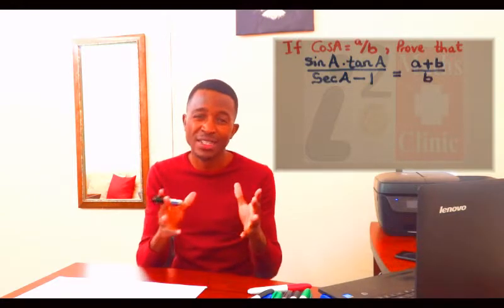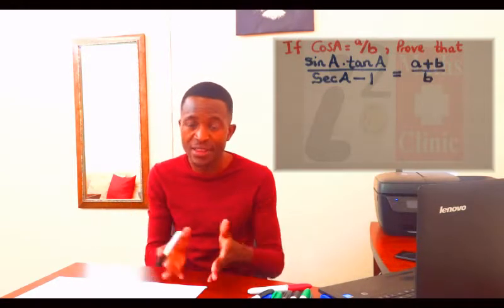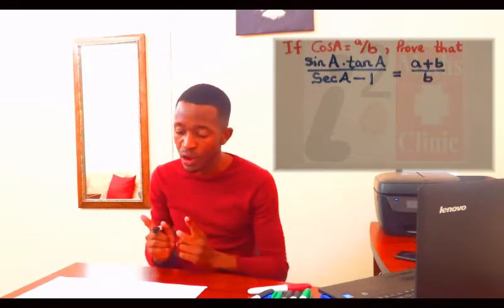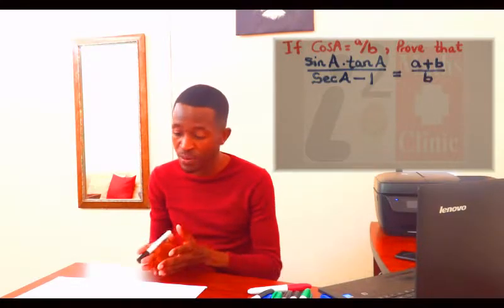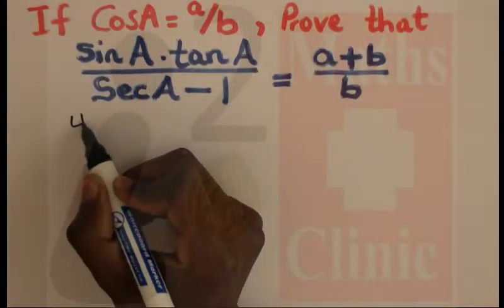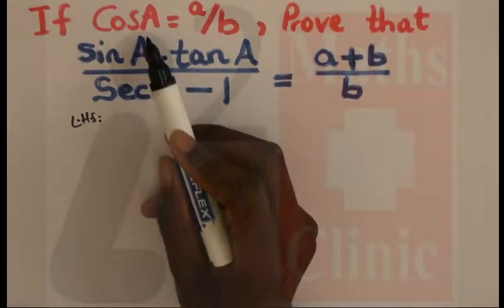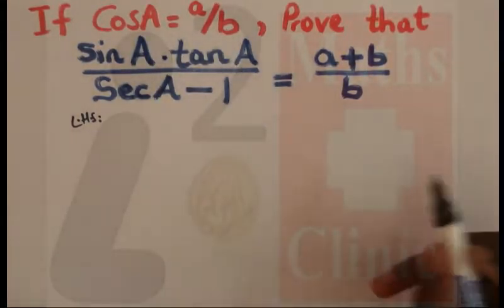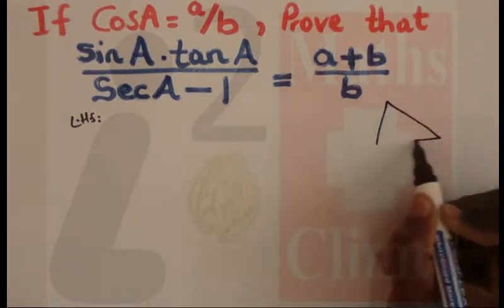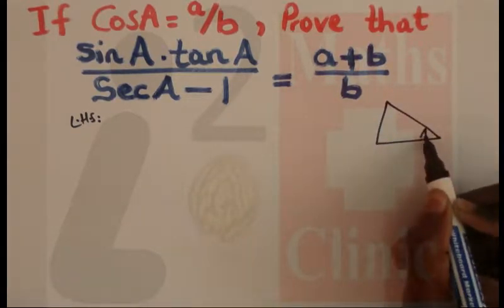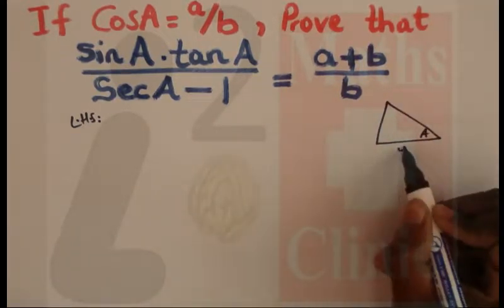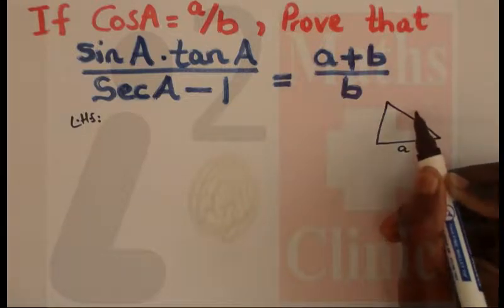So we choose a side and work until it's not complicated, then we'll simplify it. I'll choose today the left hand side. Okay, and then the question tells us cos of A equals A over B. So it's just a small triangle with angle A, and cos is adjacent over hypotenuse.